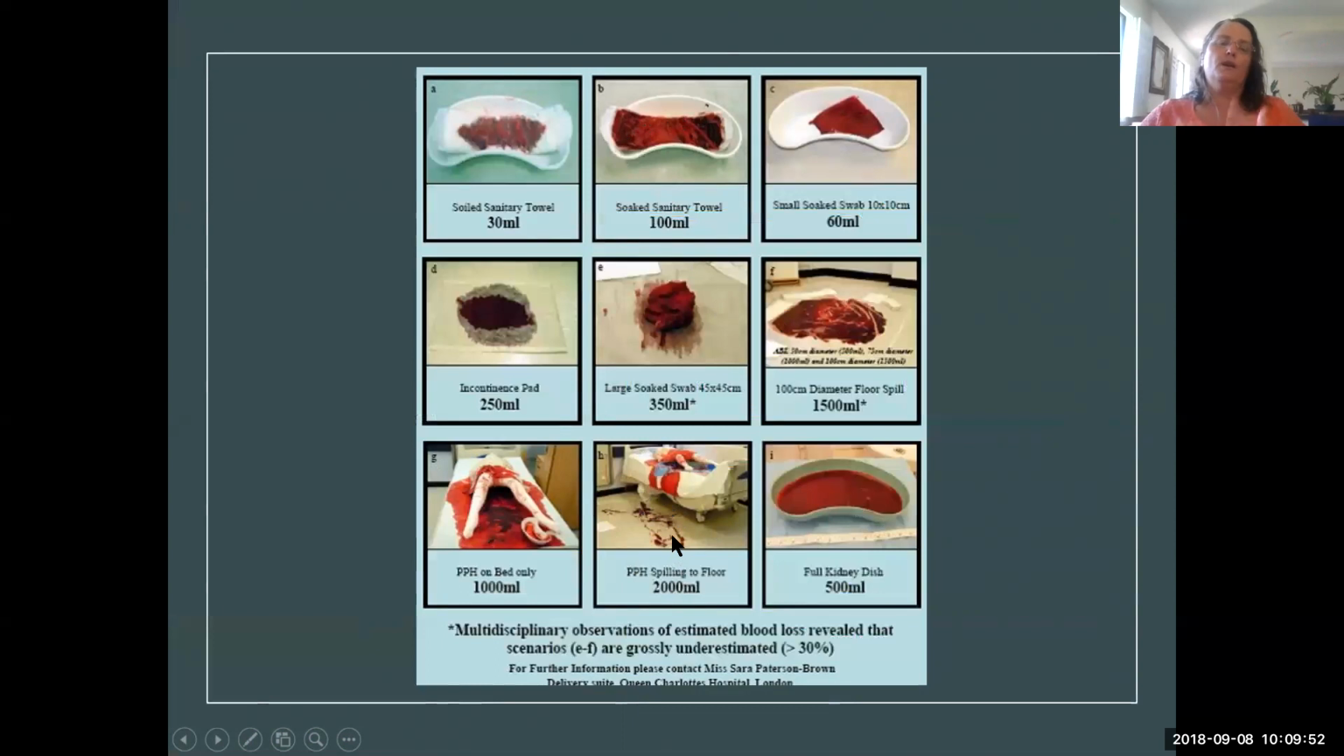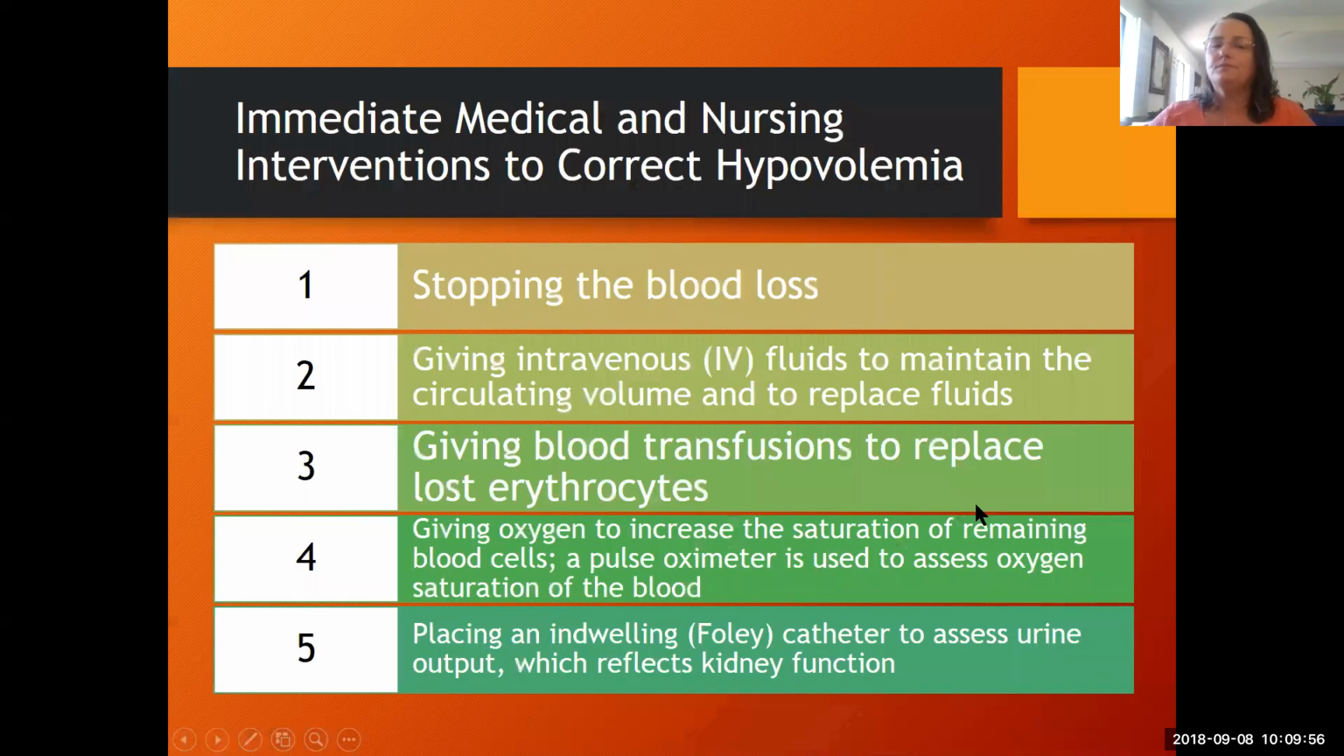And then, of course, we're going to pick all of this up and weigh it so that we can get a very accurate picture. So we want to stop the blood loss. What's going on?